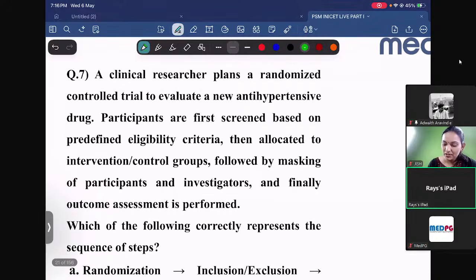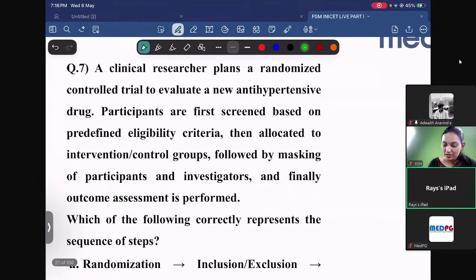A clinical researcher plans a randomized control trial, RCT, to evaluate a new antihypertensive drug. Participants are first screened based on their predefined eligibility criteria, then allocated to intervention and control groups, followed by masking of participants and investigators, and finally outcome assessment is performed. Which of the following correctly represents the sequence of steps?